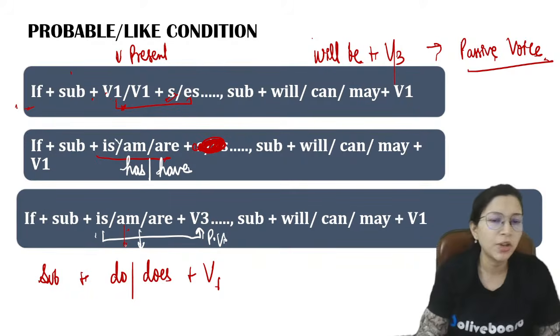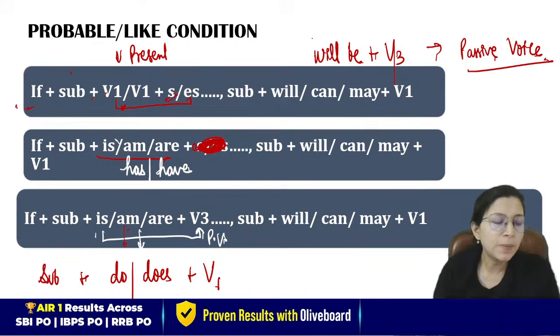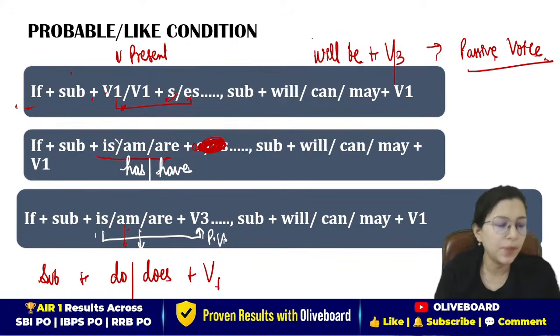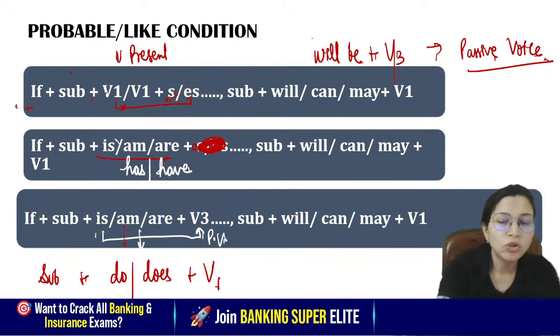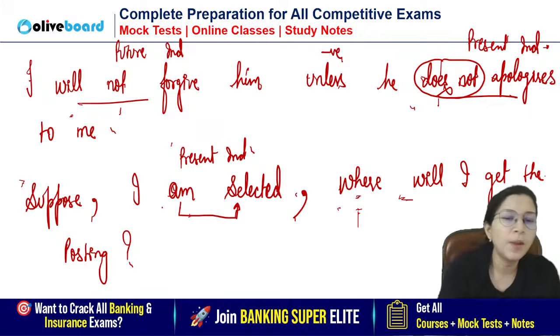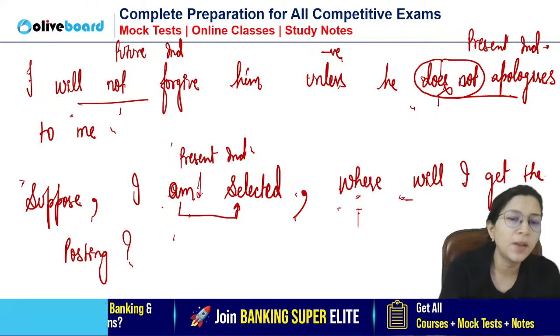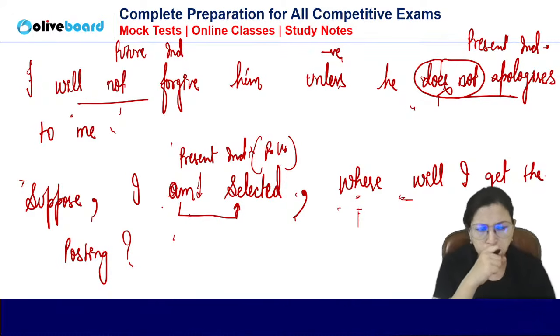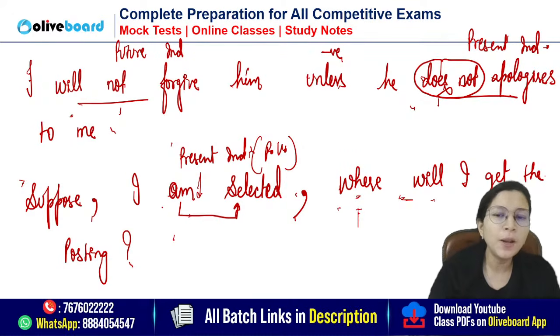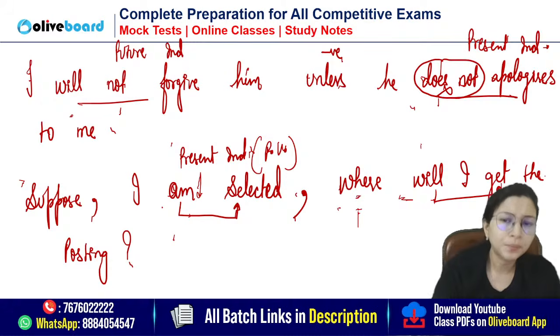It is just passive structure. Didn't I tell you? Is plus V3, am plus V3, are plus V3. So it is present indefinite tense passive voice. So subordinate clause needs to be in present indefinite tense. It is given in present indefinite tense passive voice. The only thing is that you people have not studied this structure. And principal clause should be in future indefinite.